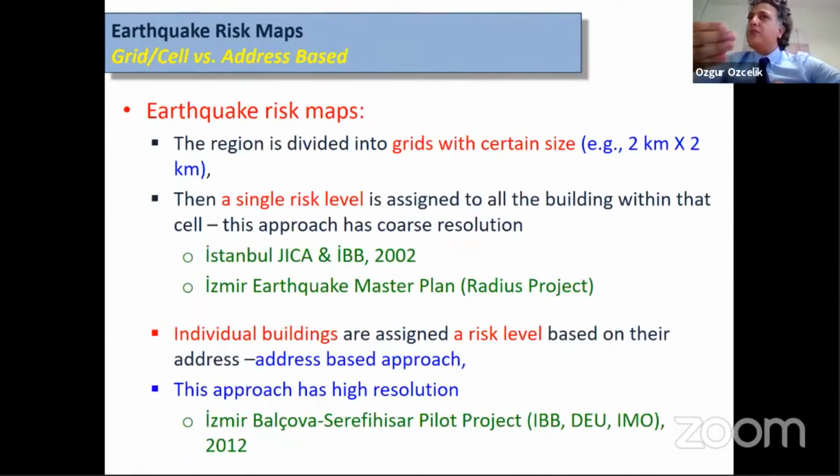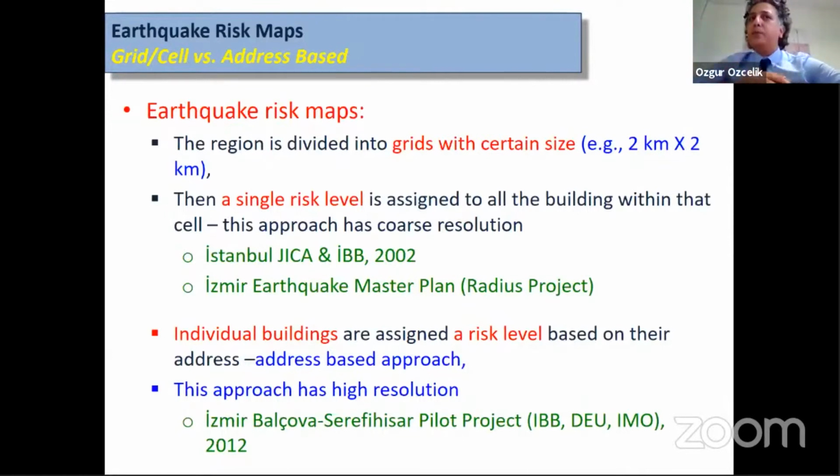What is the outcome of such work? The outcome is earthquake risk maps. You can have several versions of these maps. The first one: the region can be divided into grids of a certain size, let's say 2 kilometers by 2 kilometers. Then a single risk level is assigned to all the buildings within that cell. This approach has a very rough, coarse resolution. This was done in Istanbul and also in Izmir back in 1999.